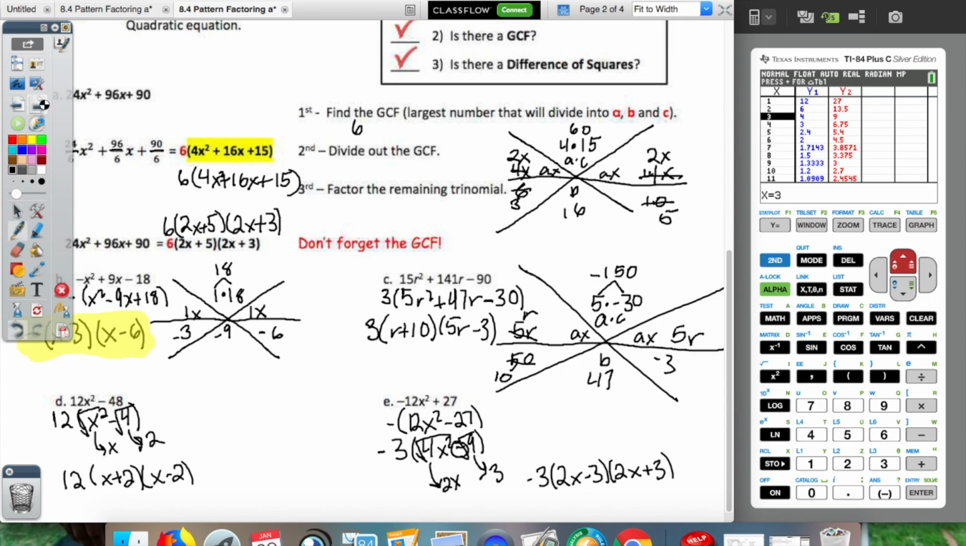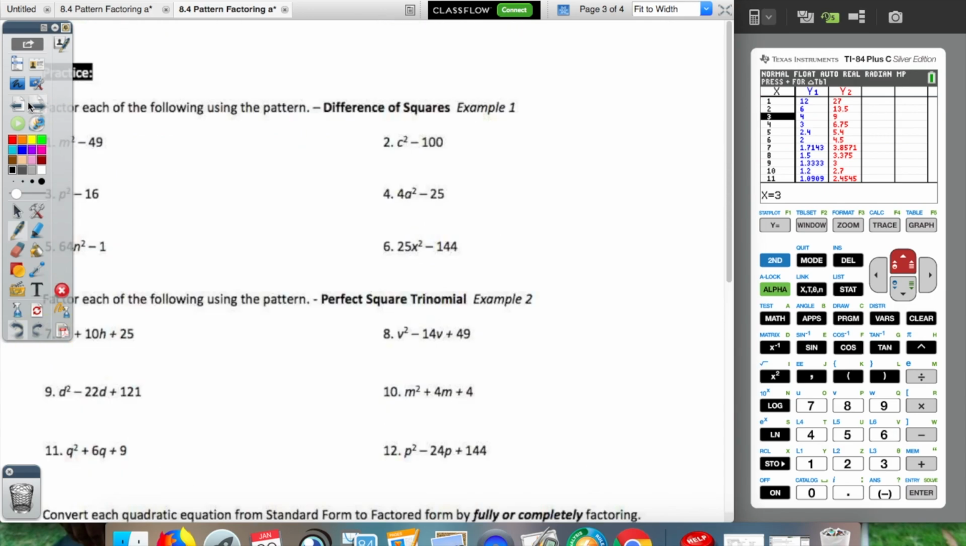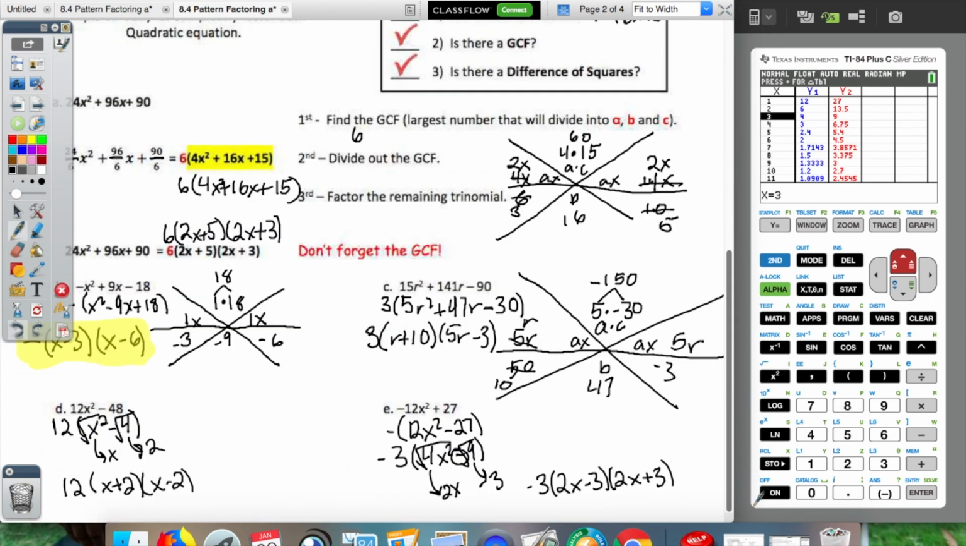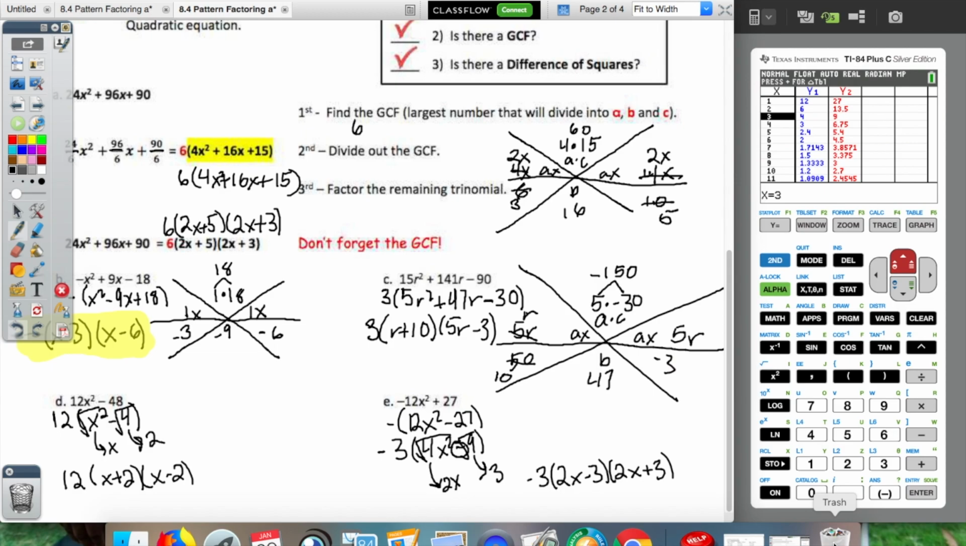All right, so that's the end of our lesson for 8.4. I'm pretty sure, let me check, the rest might be practice. Yes, so that's the end of our lesson for 8.4. It's all about factoring and factoring patterns and making sure we learn how to take the GCF. So, don't forget the GCF. Enjoy the patterns. They make factoring easier.